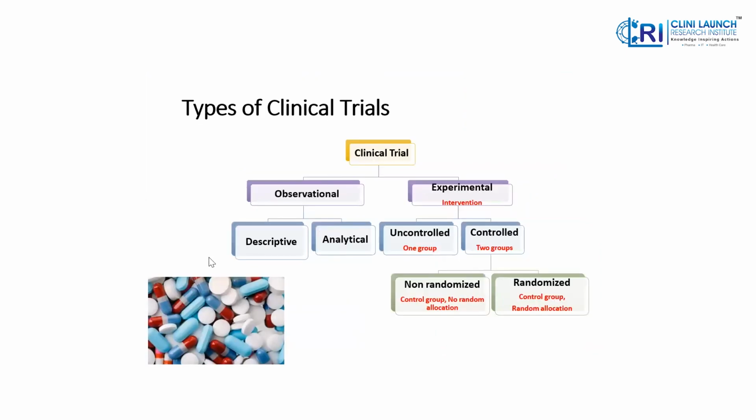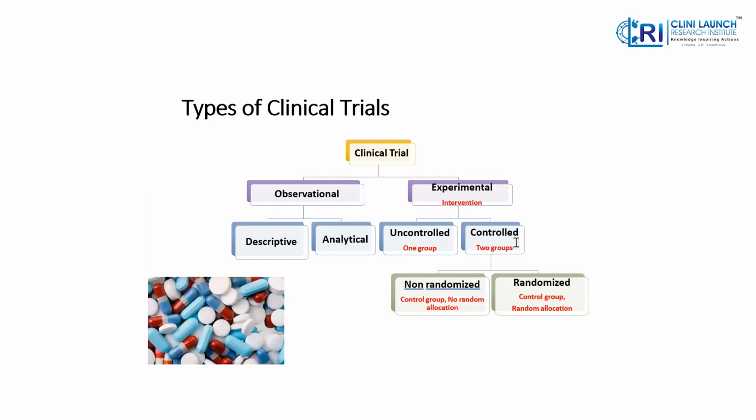Okay. So the next thing, these observational trials are further divided into the descriptive one and the analytical one, and the experimental trials are divided into the uncontrolled and the controlled. So let's understand the types in the observational trial. In observational, we are having the descriptive and the analytical.